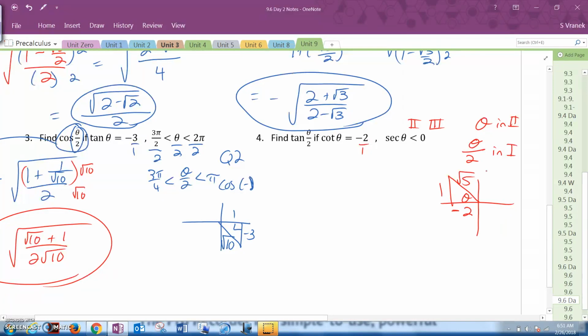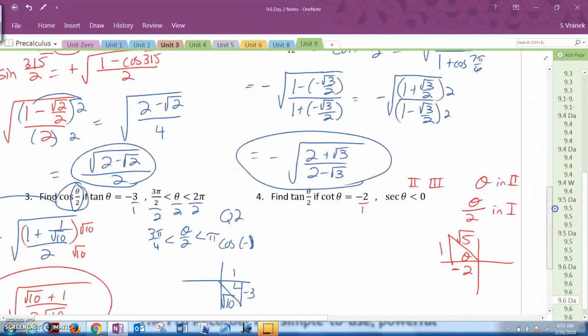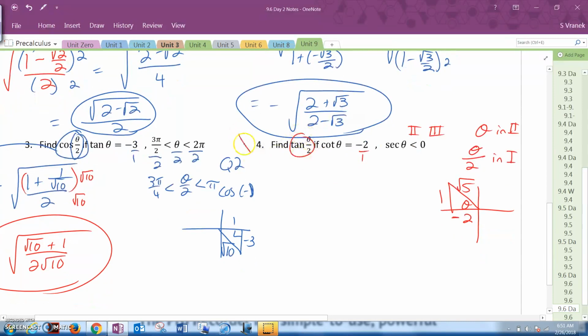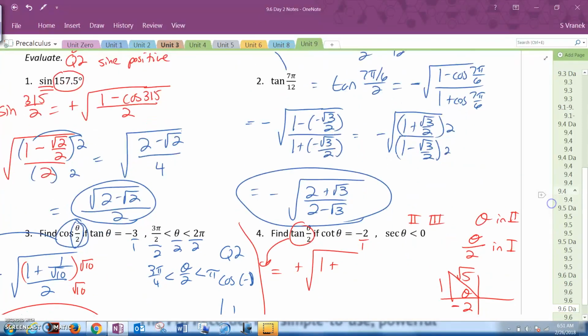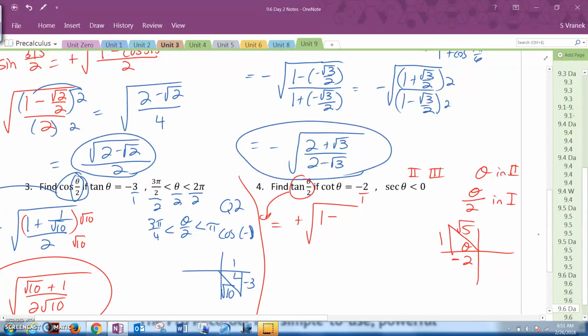Okay, so now we use our formula, and it's kind of like the one we just did above it. This is equal to the square root, and it's going to be positive, 1 minus cosine of theta over 1 plus cosine. I lied. 1 minus cosine of theta over 1 plus cosine of theta. That's why we have those up there. So cosine would be negative 2 over root 5, so 1 plus negative 2 over root 5 over 1 minus negative 2 over root 5.